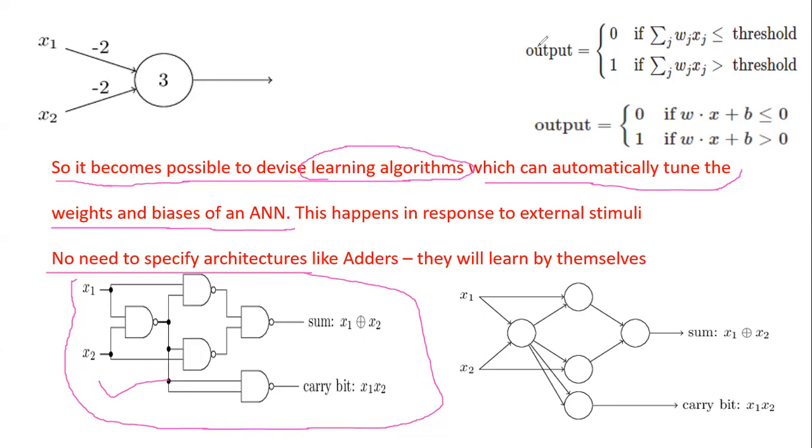Is this clear? You need to be very clear on this. This happens in response to external stimuli. The external stimuli are basically the hyperparameters, the input data that you are giving, and the backpropagation algorithm. So the neural network will learn by itself. You don't need to worry about how it will learn, why it will learn, or how much time it will take. The neural network will learn and give you the response, provided you are doing the right thing, which is not always easy to get.